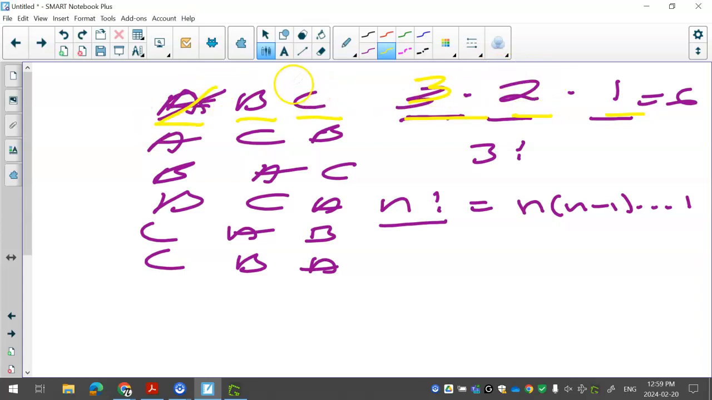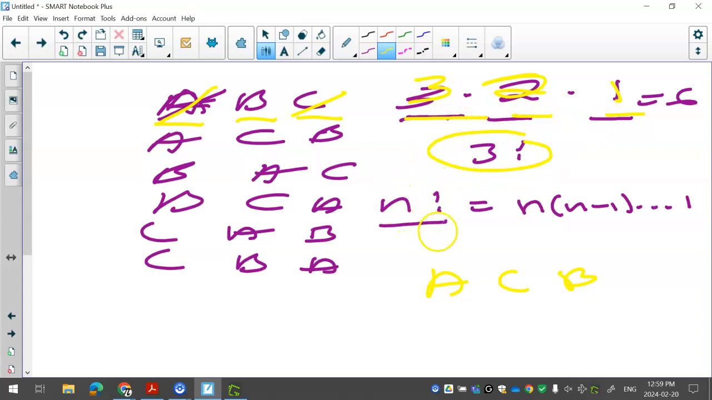Then when I've done that, I have 2 options for the second element. Once I choose that, let's say I want A for the first letter and C for the next letter, then I'm left with B. So there's only one option there. So I go 3 times 2 times 1, which is 6. We call this 3 factorial, 3 times 2 times 1.